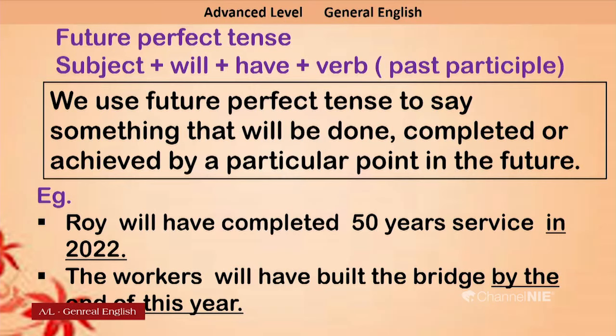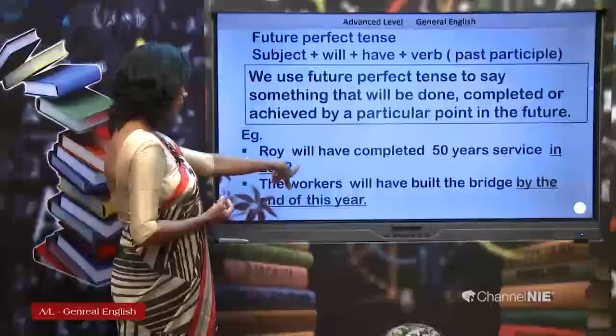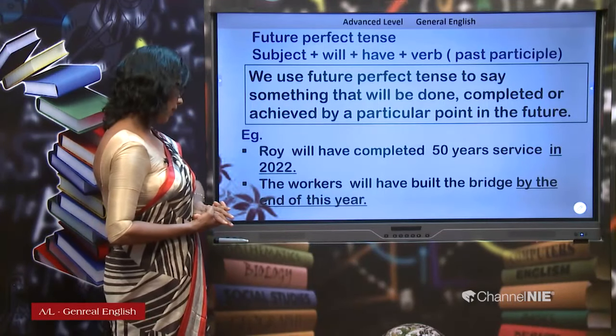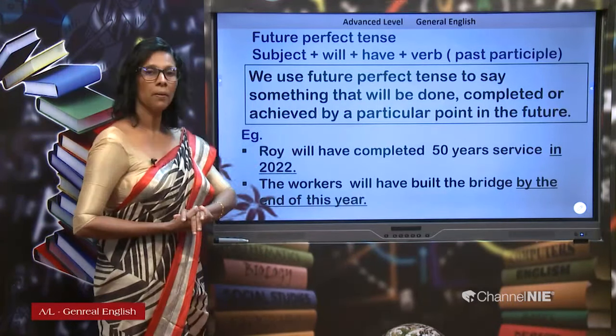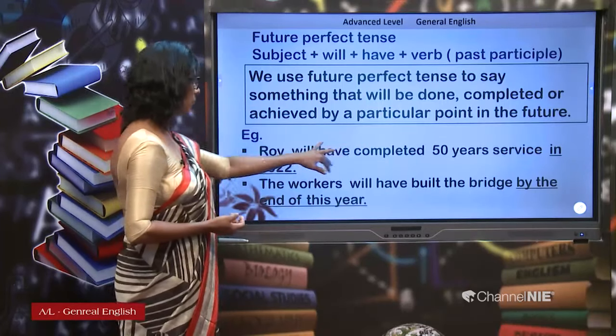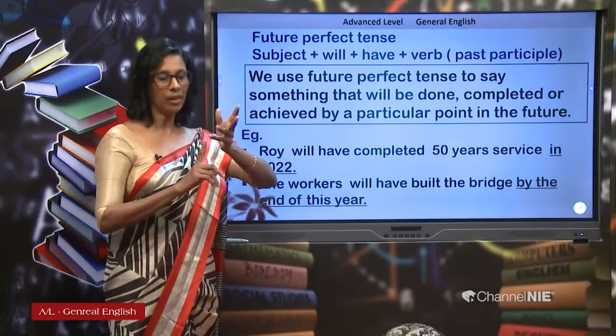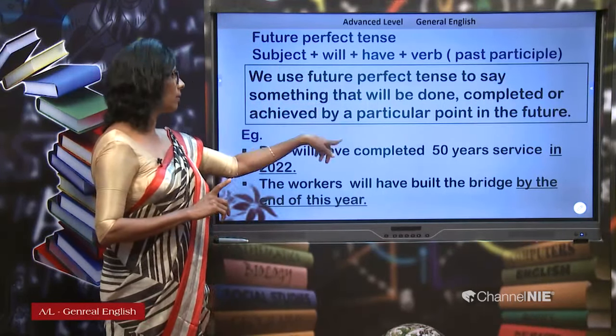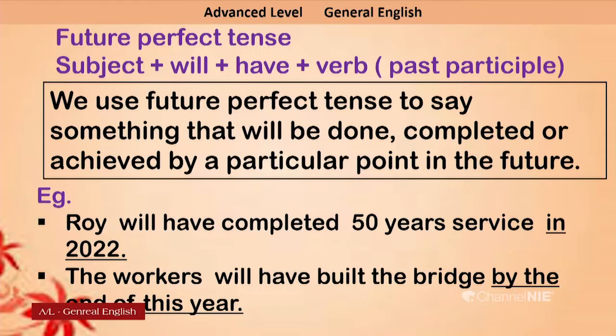Roy will have completed 50 years of service in 2022, right. Here, what is the future point? In 2022, right. Then the other one, the workers will have built the bridge by the end of this year, a specific point of time, by the end of this year, right. Next one, is it clear now? Will have completed, you see, will have completed: will is the modal to indicate future, have is the essential part as I told you, and then completed is the past participle of the verb complete. When it comes to this, will have built: have, build, built, the past participle is built, right.